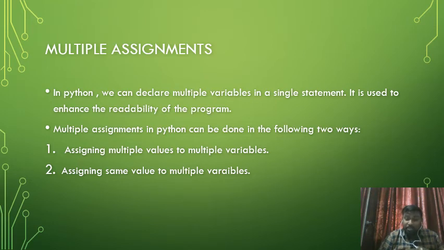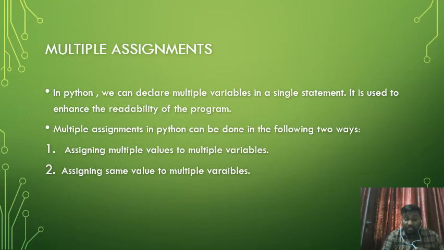Multiple assignments in Python can be done in the following two ways. One is assigning multiple values to multiple variables. The other is assigning the same value to multiple variables. So these are the two different things: first, assigning multiple values to multiple variables, and second, assigning the same value to multiple variables.